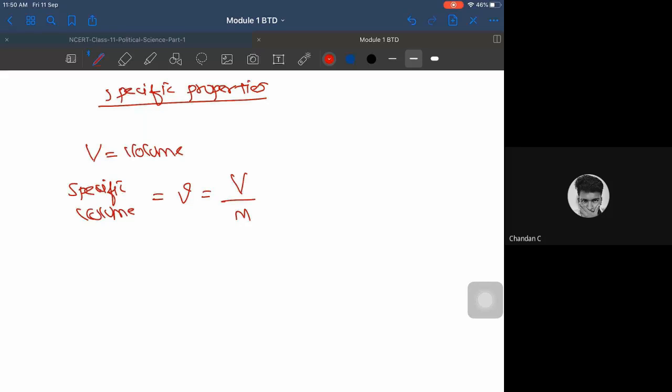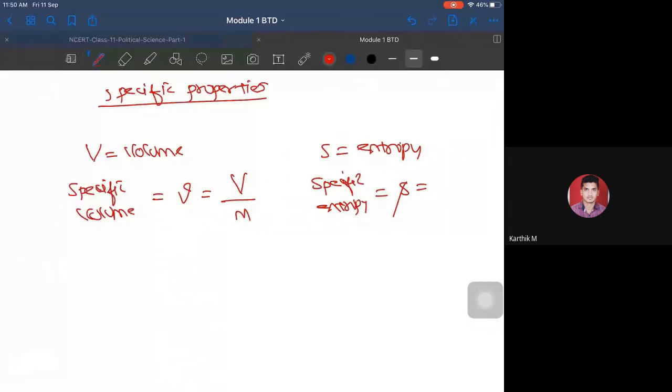And capital S is entropy. So I want now specific entropy. Specific entropy is represented by small s here. What should I do to get my specific entropy, Shabat? Divided by the mass, sir. So you have to divide by the mass. So capital S, that is entropy, divided by mass will give you the specific entropy.